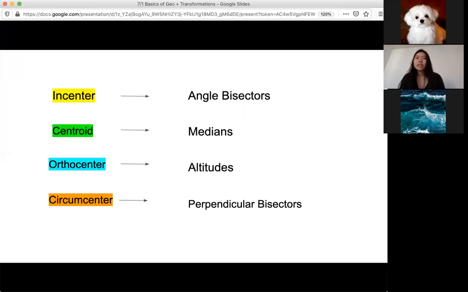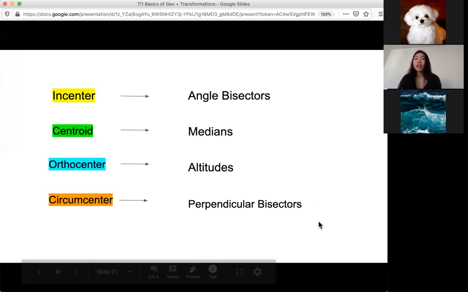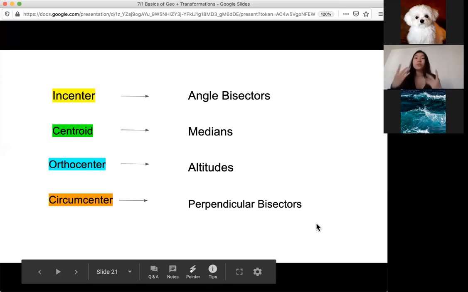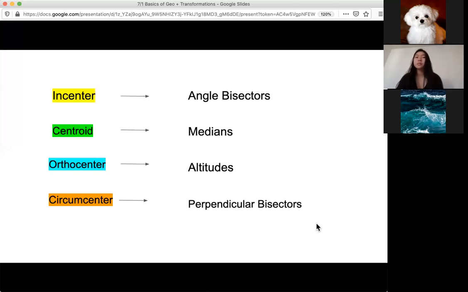Remember, I want to point out that the incenter and the circumcenter are different, because the incenter is when the circle is inscribed in the triangle, and the circumcenter is when the circle is circumscribed around the triangle. So I wanted to point out the difference between those two. Again, the orthocenter and the circumcenter have similar rules regarding the acute, right, and obtuse triangle. Remember that. And for the centroid, the key thing in that triangle would be the 2/3 rule.